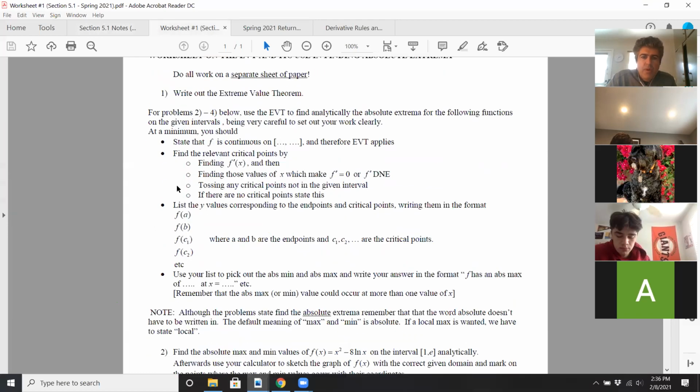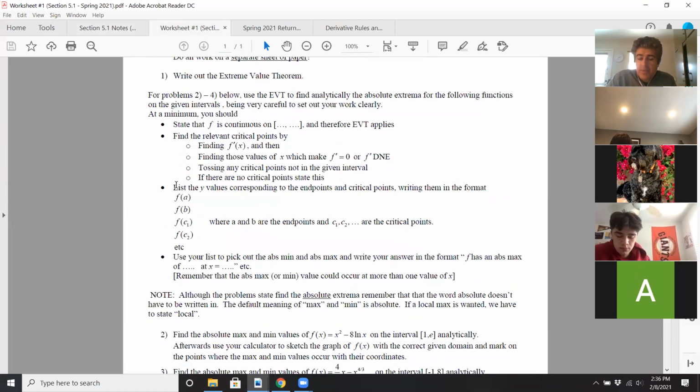For problems 2 through 4, here are the steps, the same steps I mentioned earlier. Step 1: state that f is continuous on a closed interval and therefore the EVT applies. Step 2: find your critical points by finding the derivative, setting it equal to 0, or see where f prime does not exist. Any critical points not in the given interval, toss them, like we did for example 4. If there are no critical points, then state that they don't exist. That's fine. Just state that.